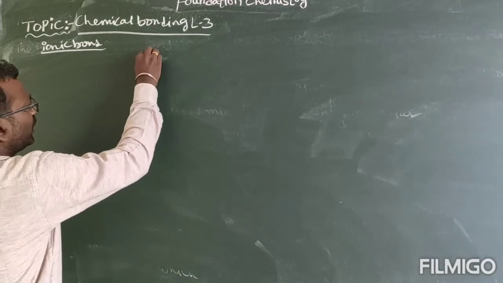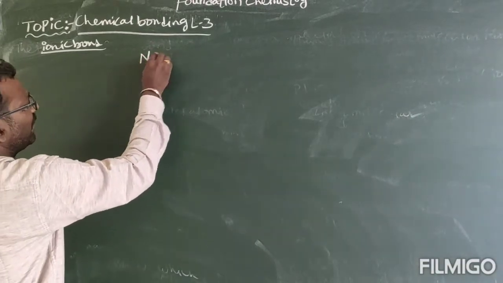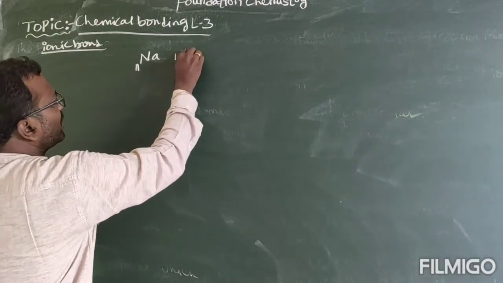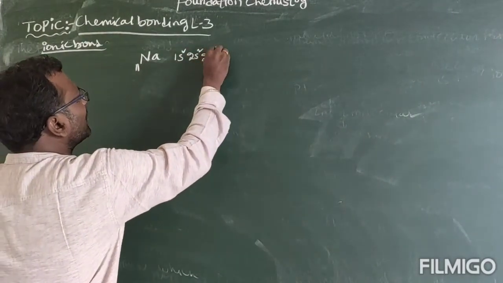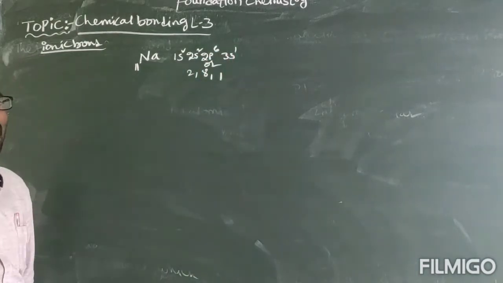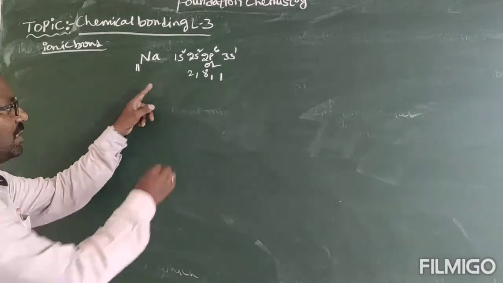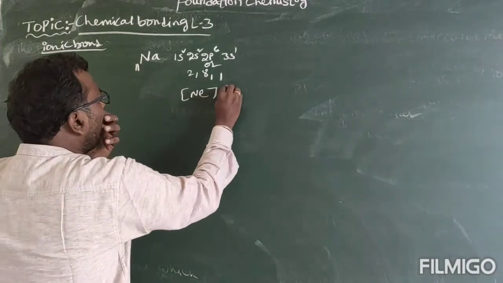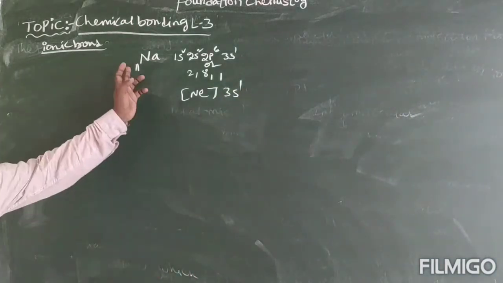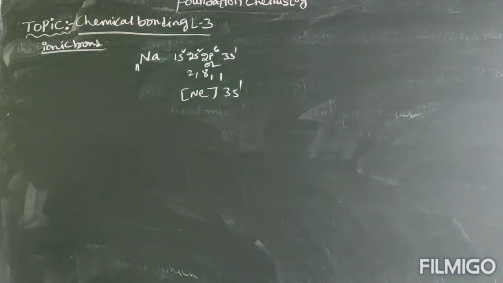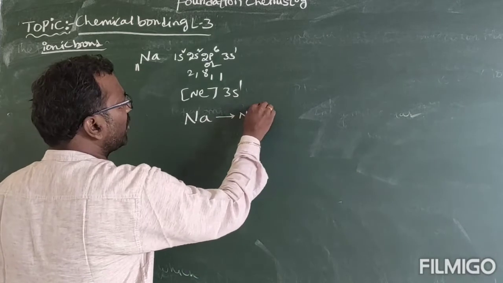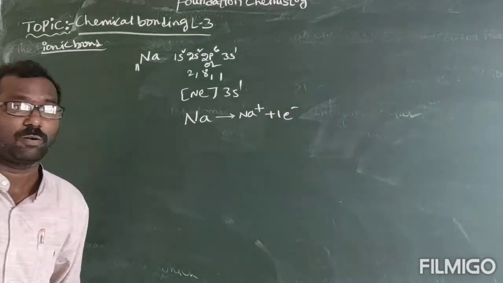Now, suppose you take a sodium atom, atomic number 11, so it has 11 electrons: 1s2, 2s2, 2p6 and 3s1, that is 2, 8, 1. The nearest noble gas is neon. It has to lose that 1 electron, then it can become stable. So sodium loses the electron and forms Na+ and 1 electron.